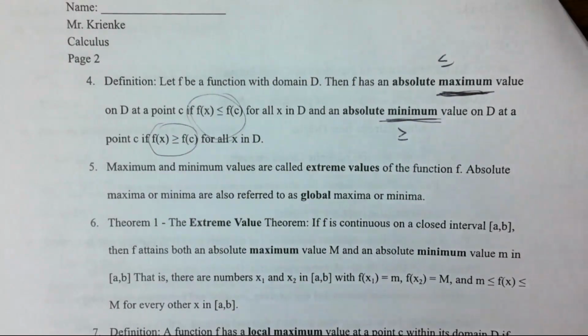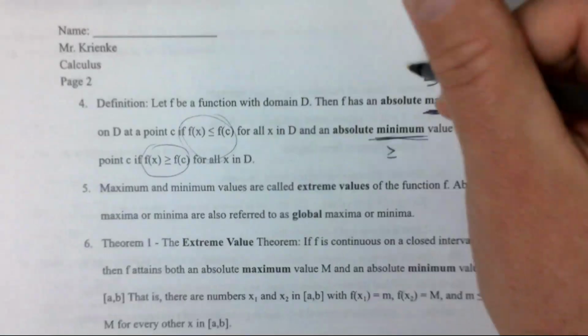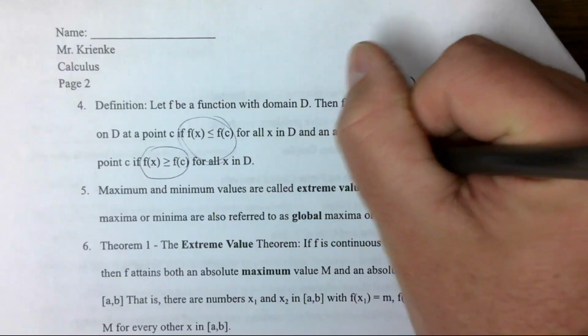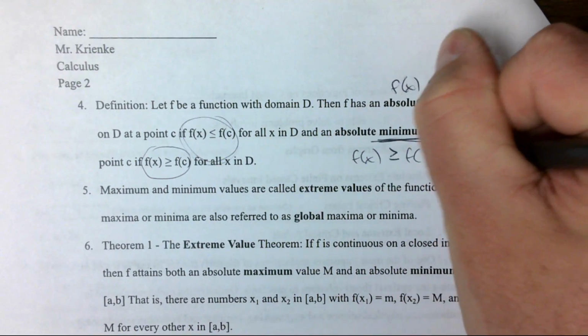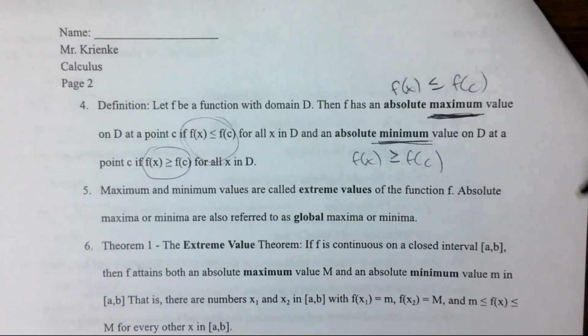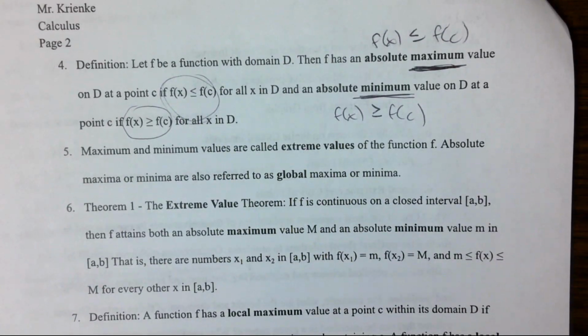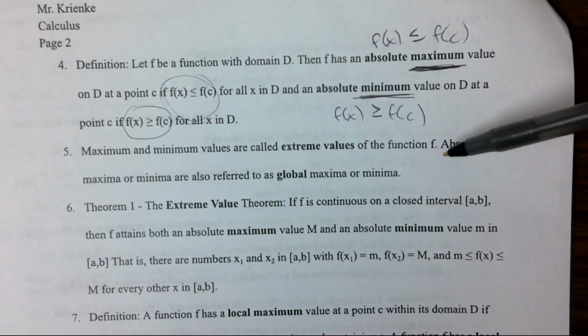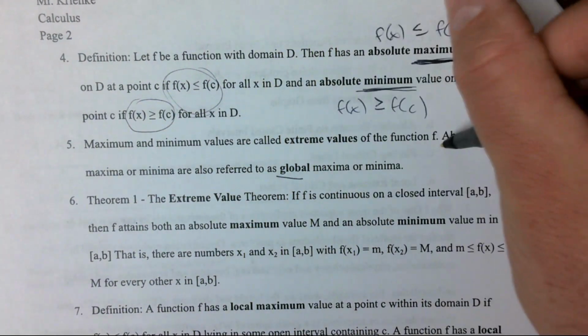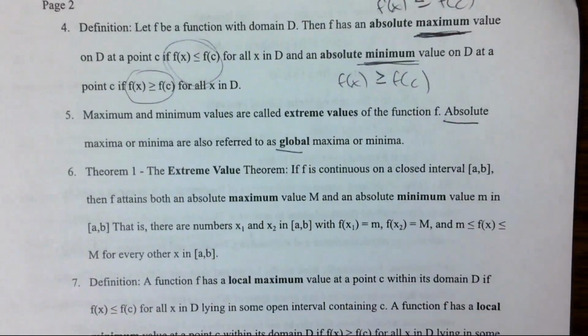Okay, and that's assuming it goes left to right, like f of x and f of c. So you might want to highlight that or remember that. Maximum and minimum values are called the extreme values. Absolute ones are also called global. So absolute and global mean the same thing.